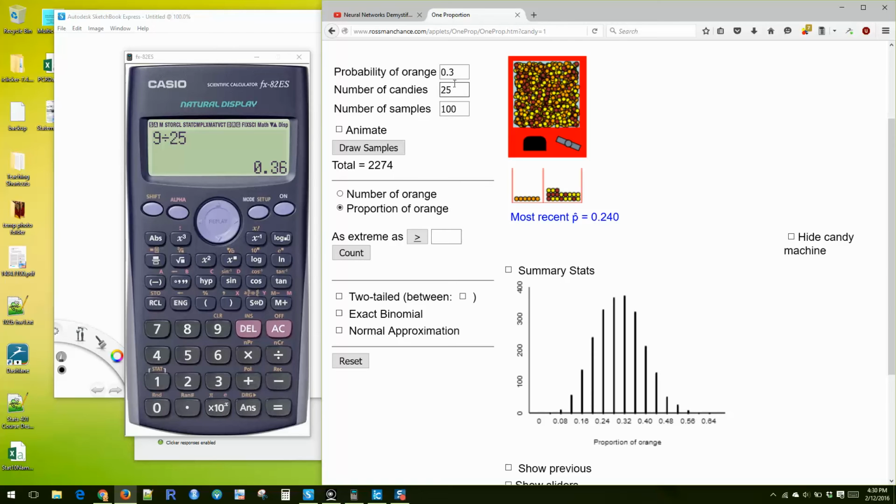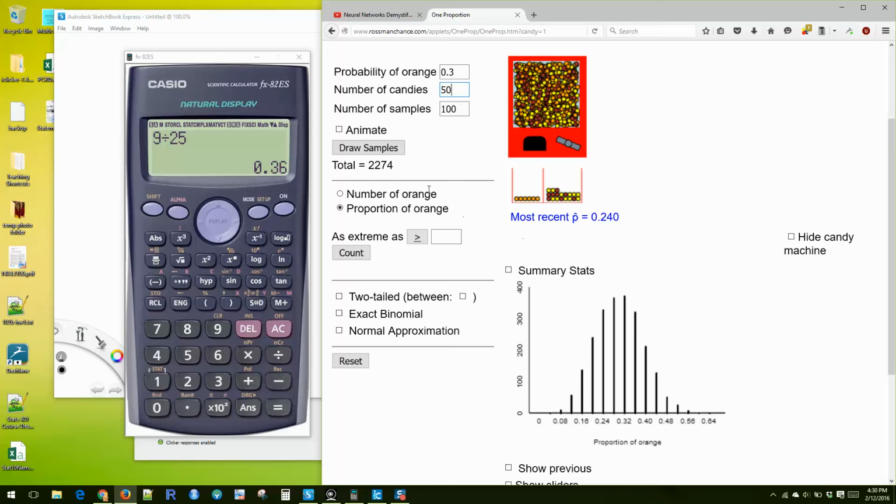What would happen if instead of 25 pieces of candy, what if I took 50 pieces of candy? What do you think would happen to the shape of our distribution if I took 50 pieces of candy rather than 25? What's that? Yeah, I would end up getting a tighter distribution. Let's just take a look at what happens, okay?